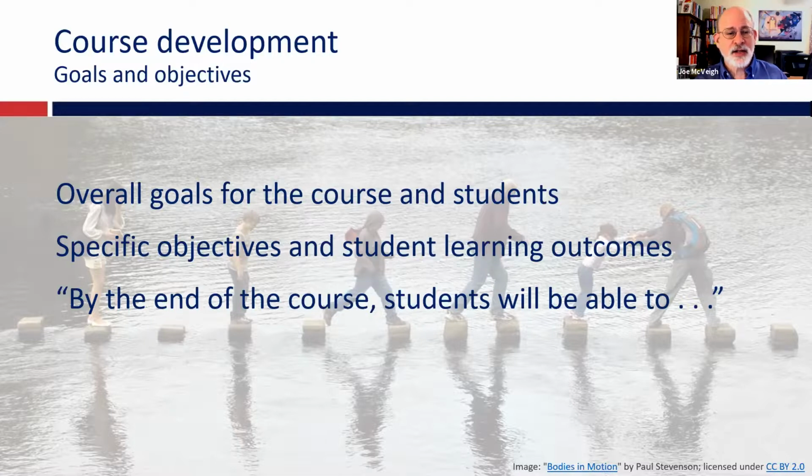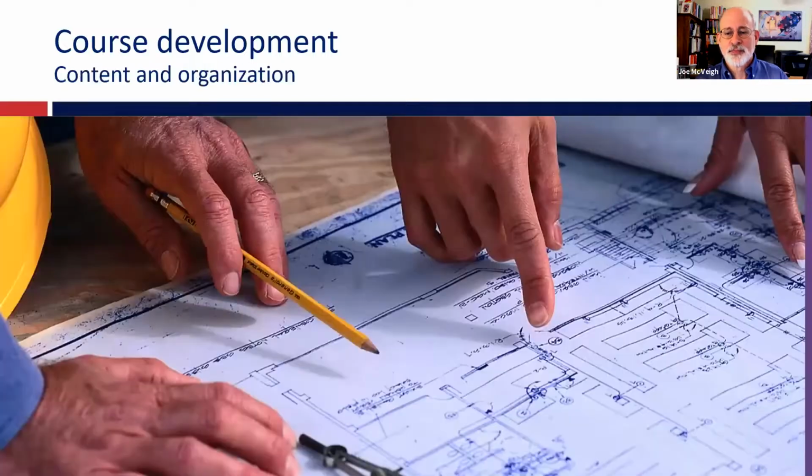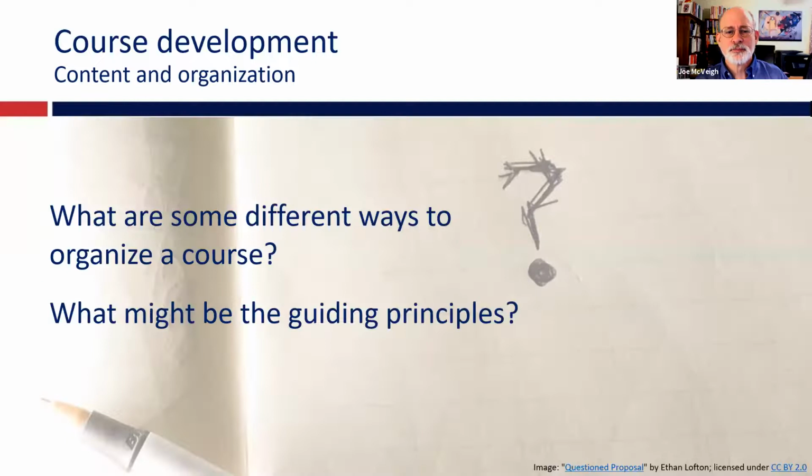The next area in course development we'll look at is content and organization. So when we think about content or organization, there are a lot of different ways that we could go. So here's my next question for you. What are some different ways to organize a course? If you were going to put a course together, how would you decide in what order things should go in that course?